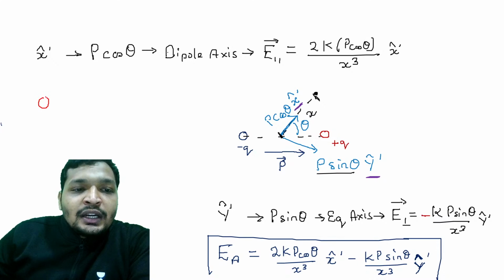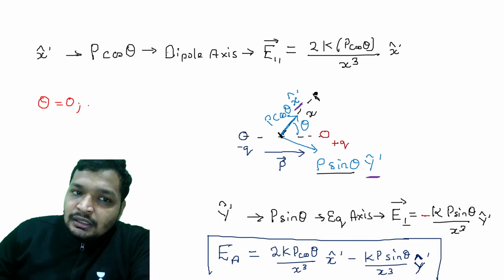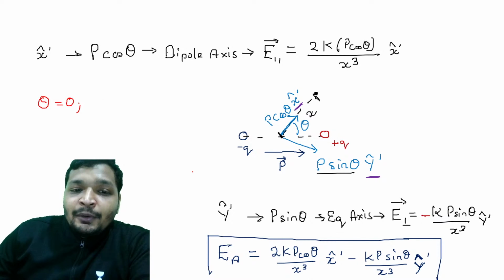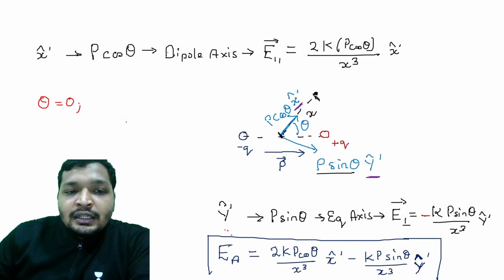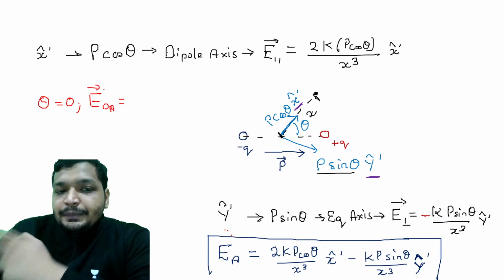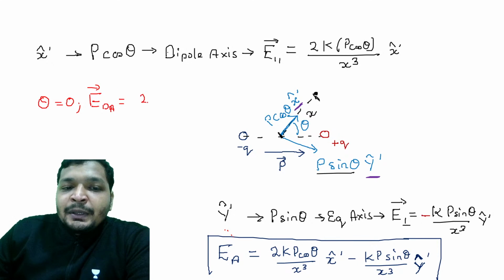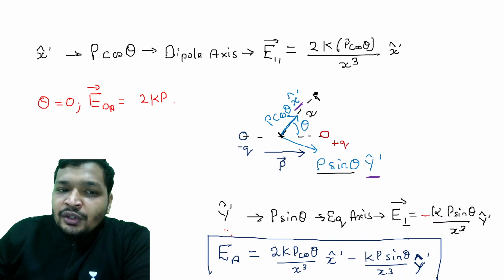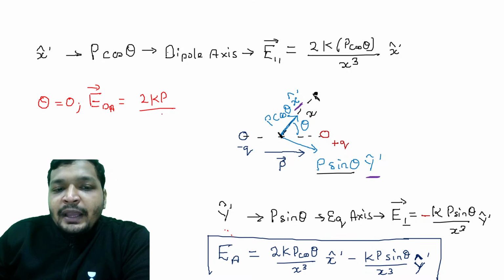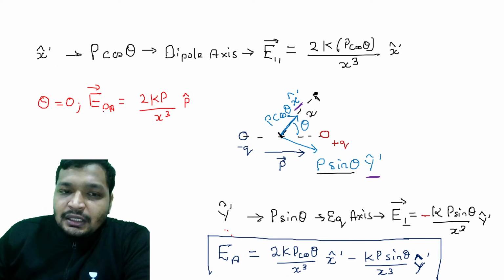If theta is 0, what does it mean? It lies on the equatorial axis. Sorry, dipole axis. I'm sorry. It lies on the dipole axis. From this equation, what do you get? For the dipole axis, you get 2 into kp cos theta. Cos of 0 is how much, guys? 1, divided by x cube, and it's going to be in the dipole direction, x cap in this case.